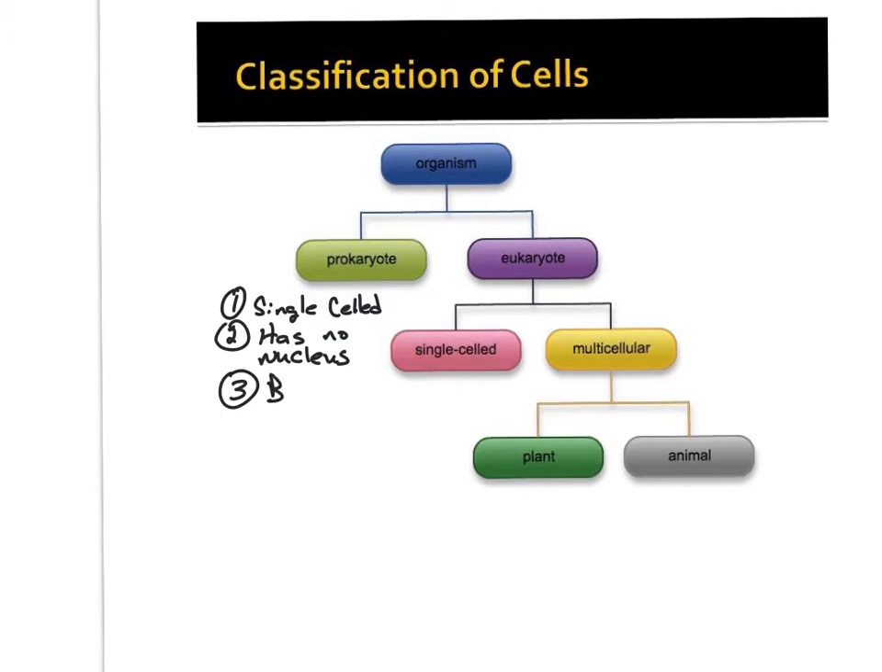Okay. Number three, they can be one of two types. It can be a bacteria, or it could be what's called an archaebacteria. Those are the two types of single cell organisms, prokaryotes. Are we good with that?